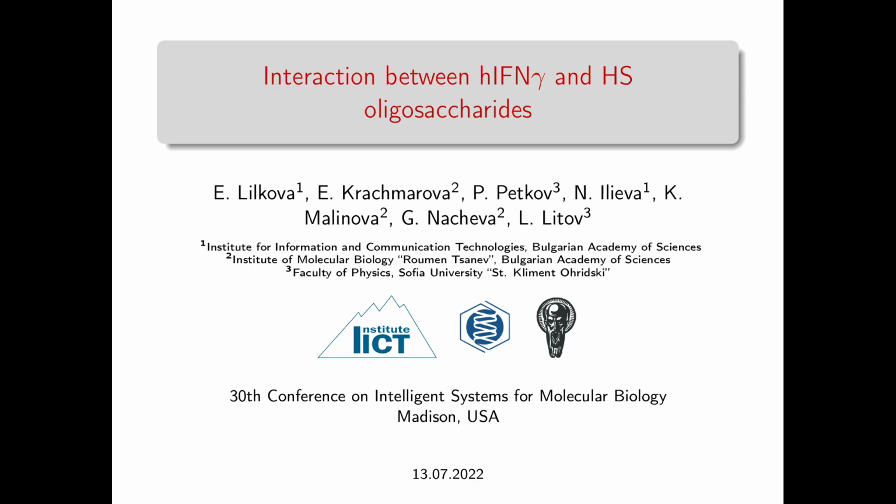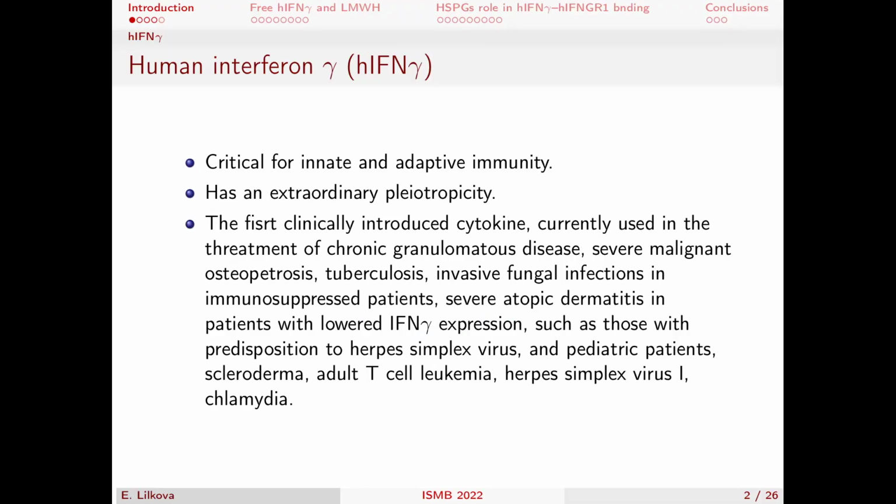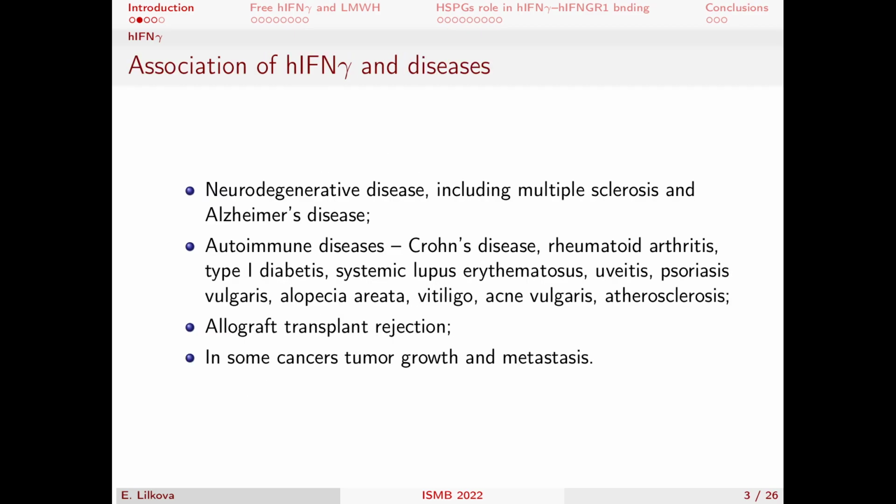Hi everyone, I would like to report to you our study on the interaction between human interferon gamma and heparin or heparan sulfate oligosaccharides. Human interferon gamma is a signaling molecule with antiviral, antibacterial, immunomodulatory and anti-proliferative properties. It regulates over 200 genes and is clinically used in the management and treatment of various diseases.